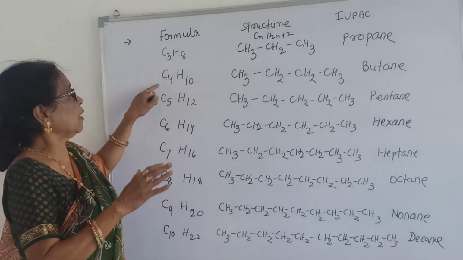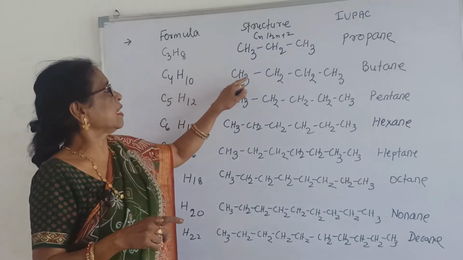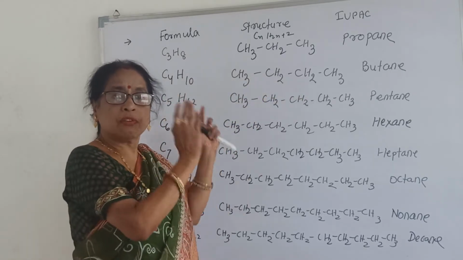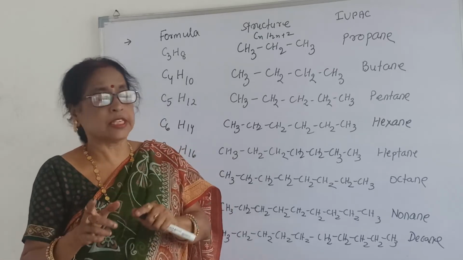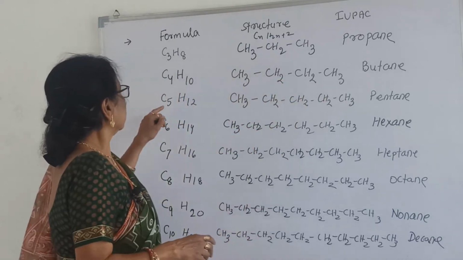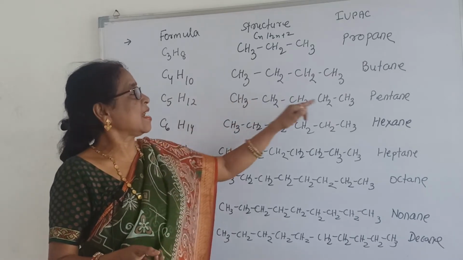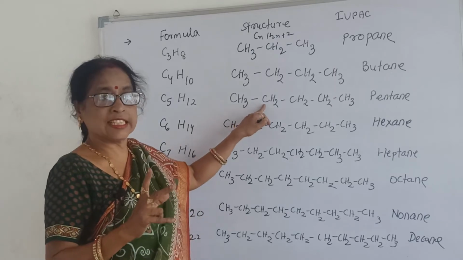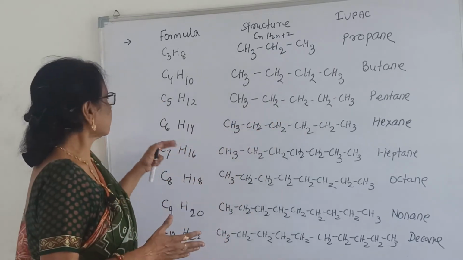Similarly butane. What is the formula? N equal to 4, C4H10. CH3, CH2, CH2, CH3. You can see here the first is CH3, the last is CH3, and in the middle only CH2, CH2. That is butane. Then C5H12. Here the first is CH3 and the last is CH3, the 2 CH3, and now 3 CH2 remaining: CH2, CH2, CH2. That is pentane.